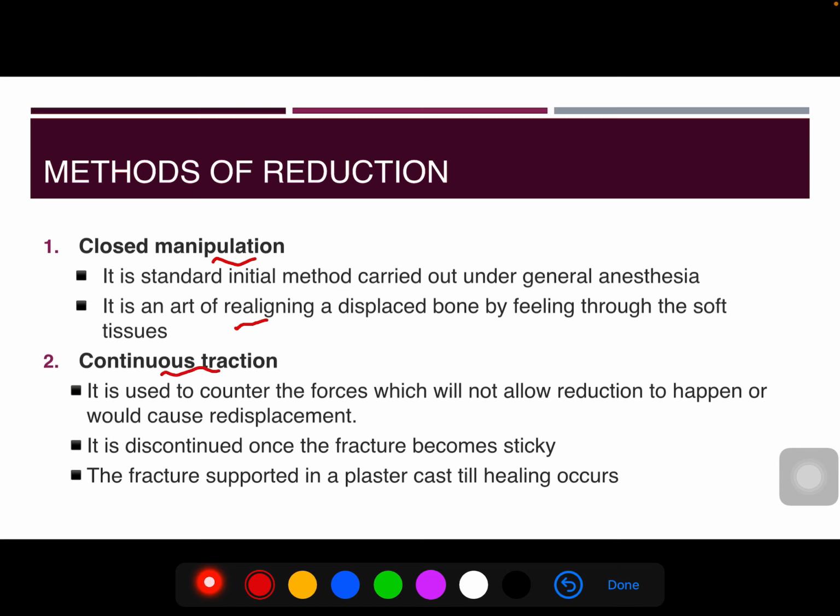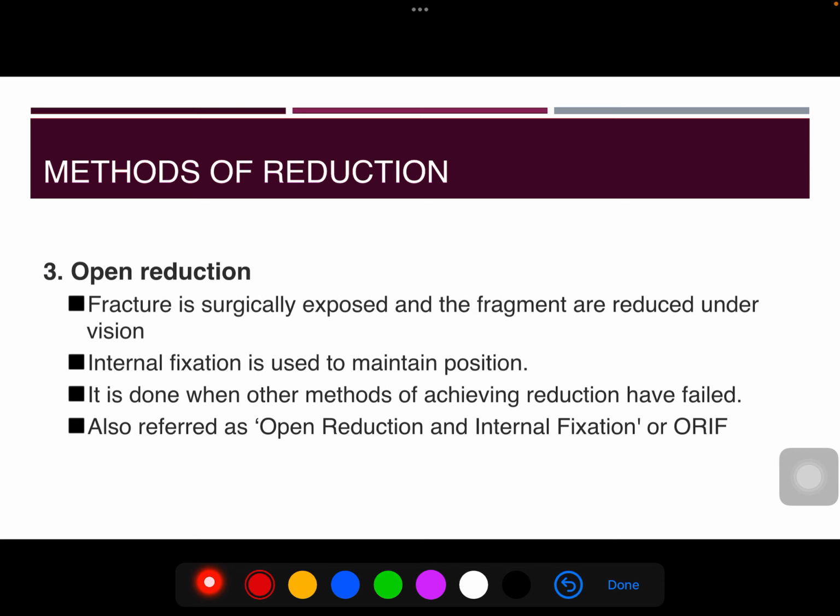And continuous traction is used to counter the force which will not allow reduction to happen or will cause displacement. It is discontinued once the fracture becomes sticky, and the fracture is supported in the plaster cast until healing occurs. Another method is open reduction, where the fracture is surgically exposed and the fragments are reduced under vision, and internal fixation is used to maintain position. It is done when other methods of achieving reduction have failed.